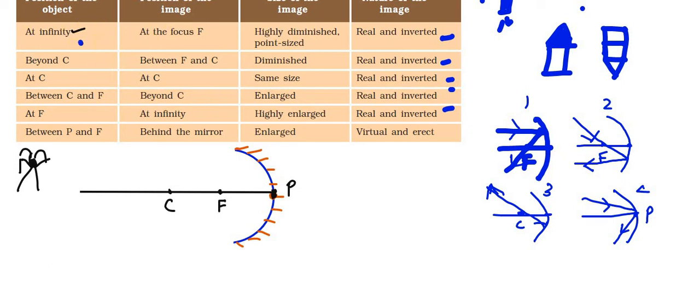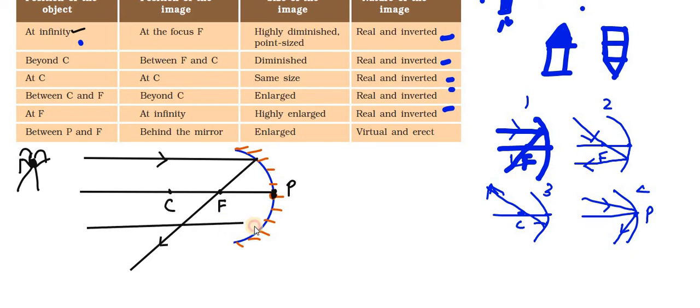When the object is placed at infinity, where is the image formed? The image is formed at the focus. So this is an incident ray. When the ray is incident like this, while reflecting, where will it come? It will pass through the principal focus, so it will pass to this point, the principal focus. And one more ray, parallel, passes like this.